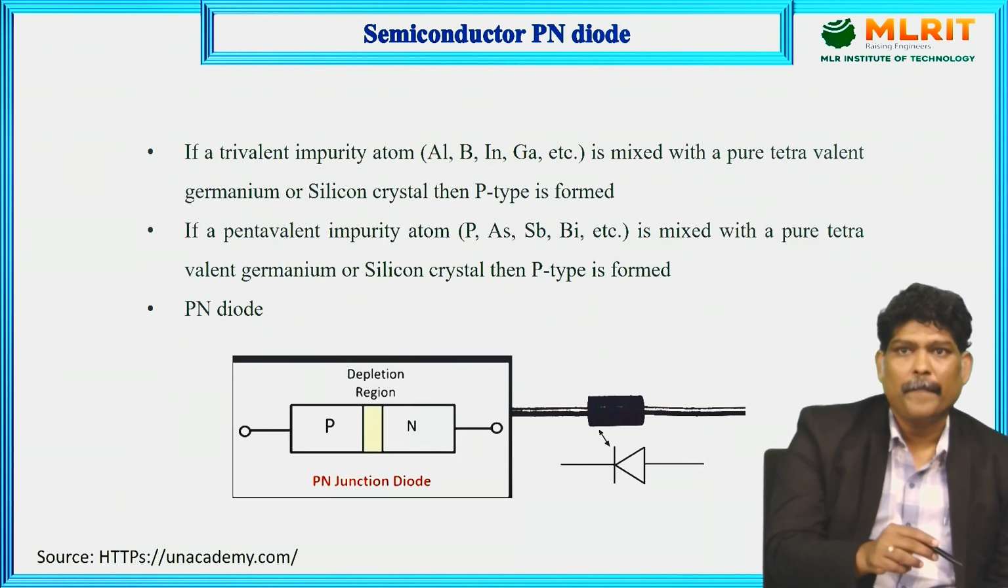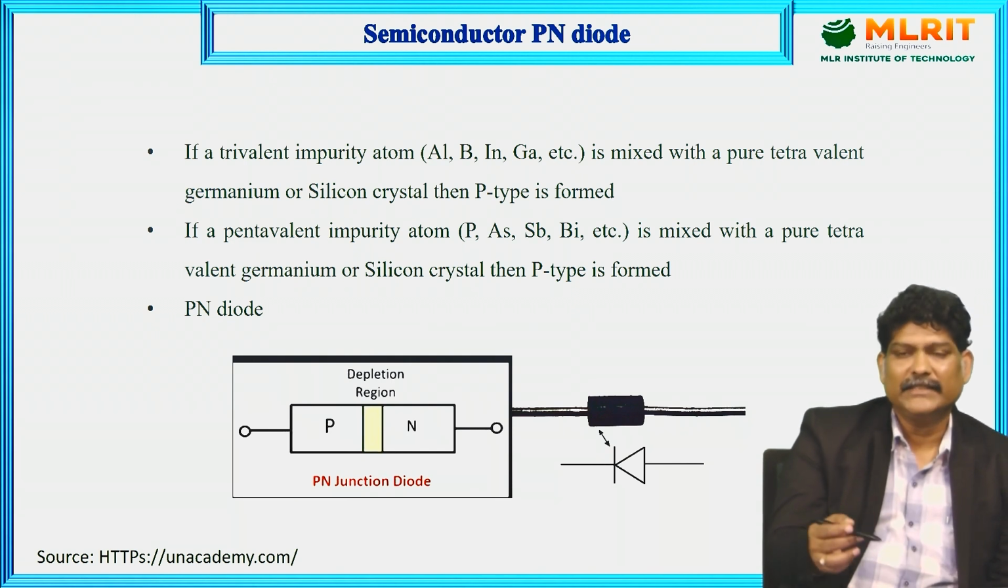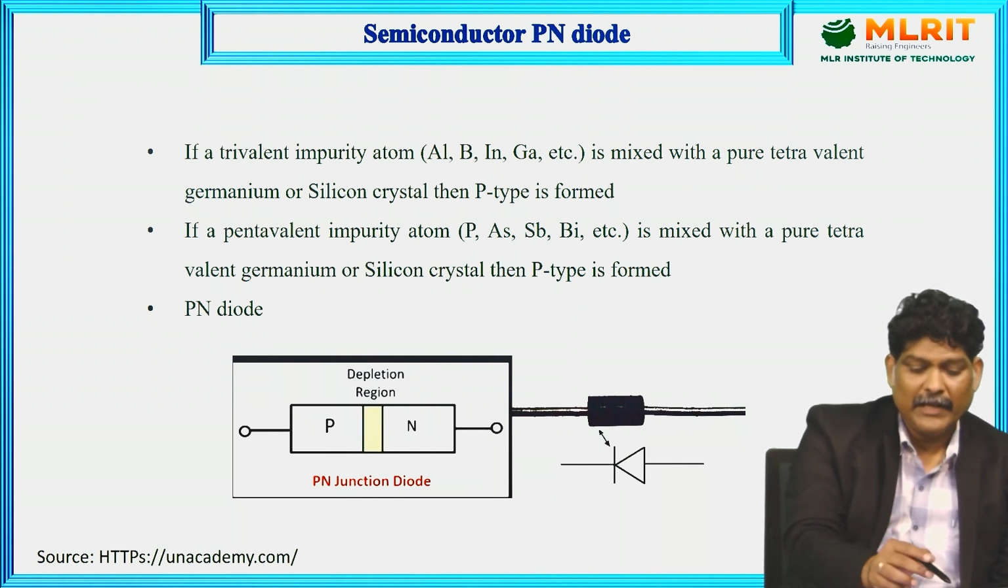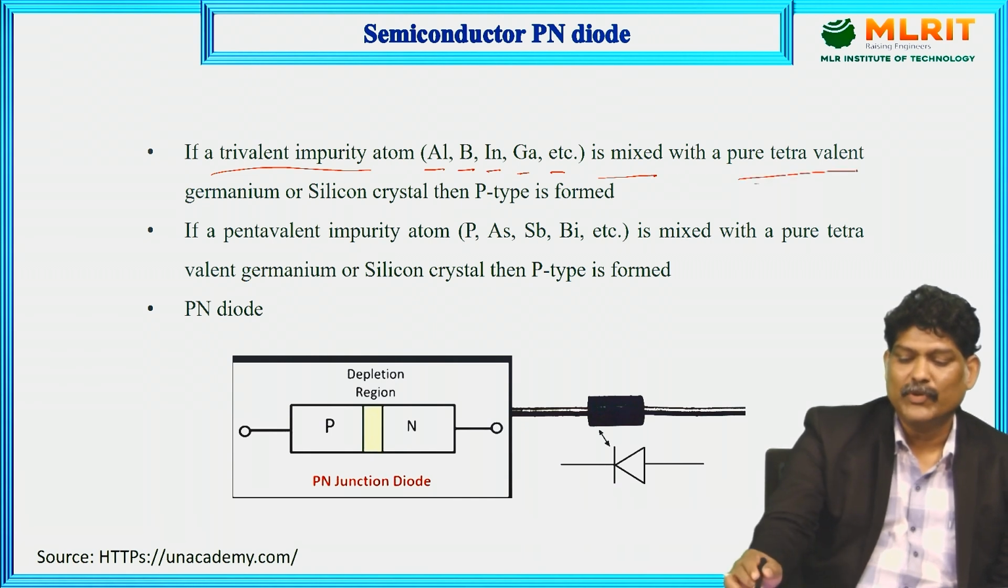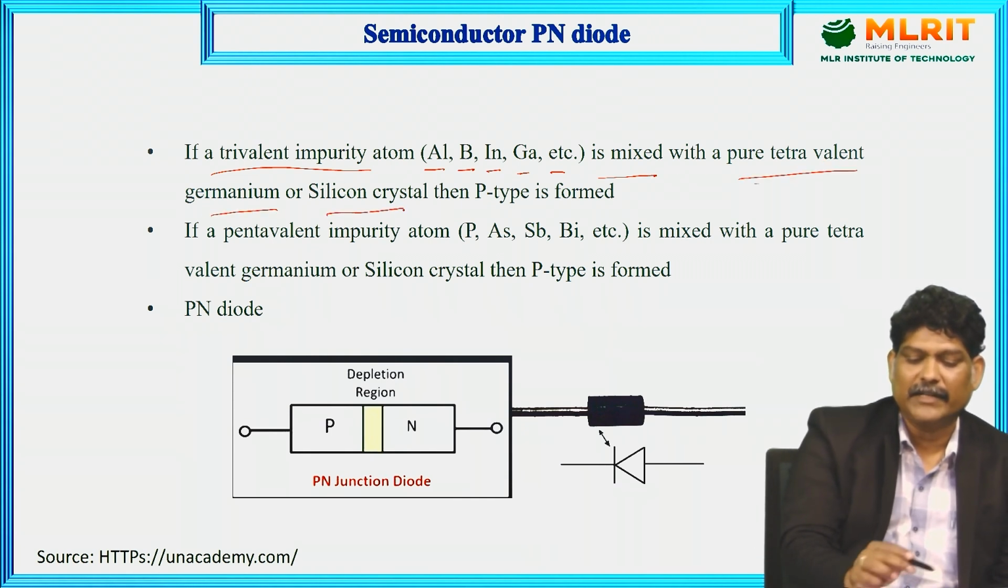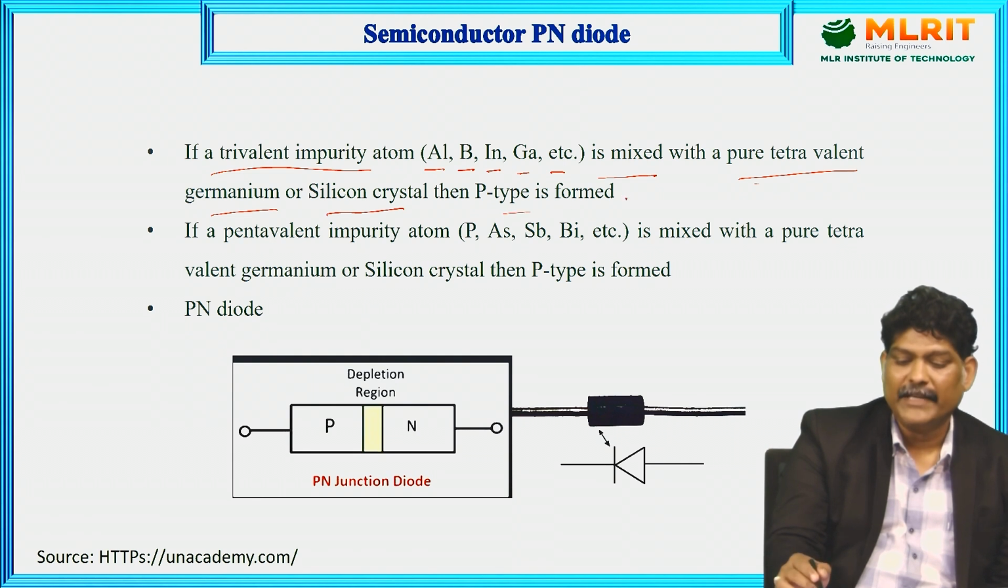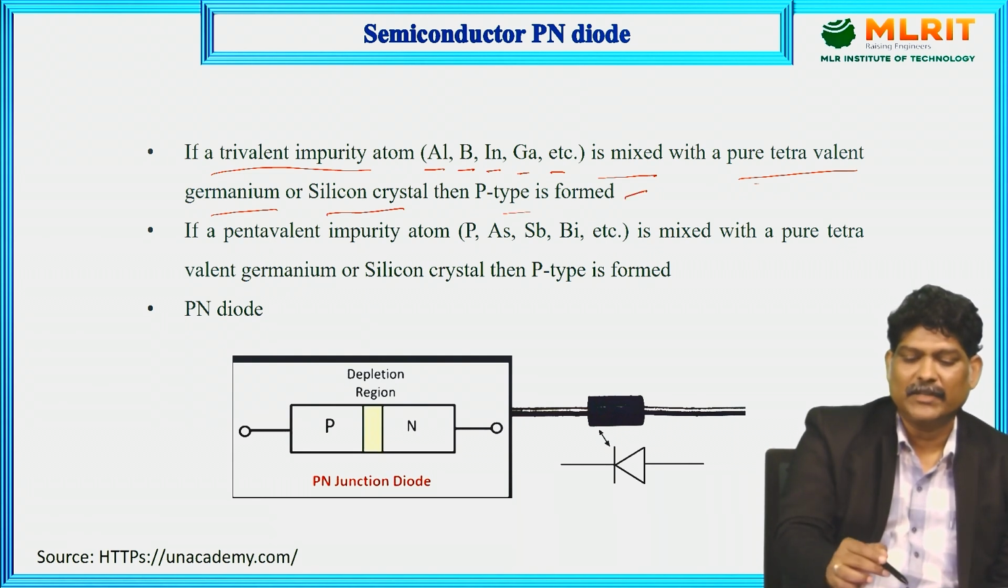So here, how we can utilize the semiconductor. If a trivalent impurity atom, like aluminum, boron, indium, gallium, etc., is mixed with a pure tetravalent germanium or silicon crystal, then p-type is formed. So this is about the generation of p-n semiconducting materials.